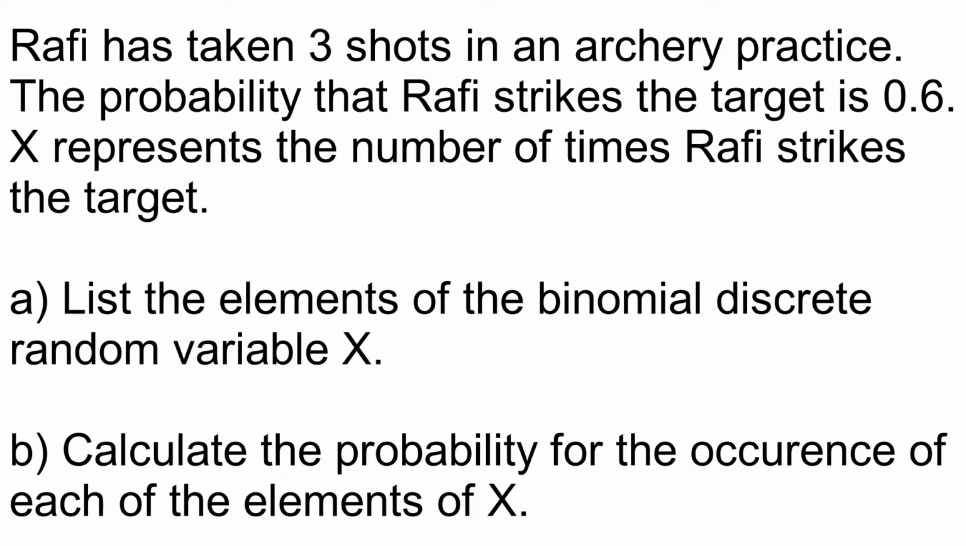Okay, let's take a look at these questions. Rafi has taken 3 shots in an archery practice. The probability of Rafi striking the target is 0.6. X represents the number of times Rafi strikes the target. First part of the question: list the elements of the binomial discrete random variable X. Second part: calculate the probability of the occurrence of each of the elements of X.